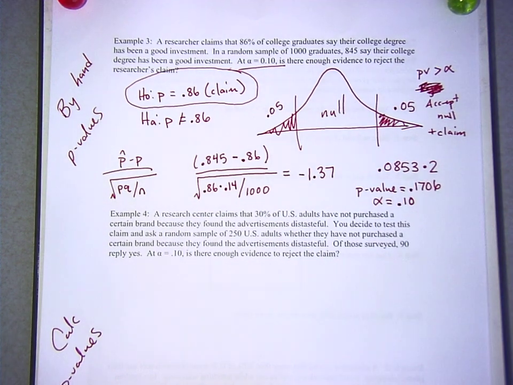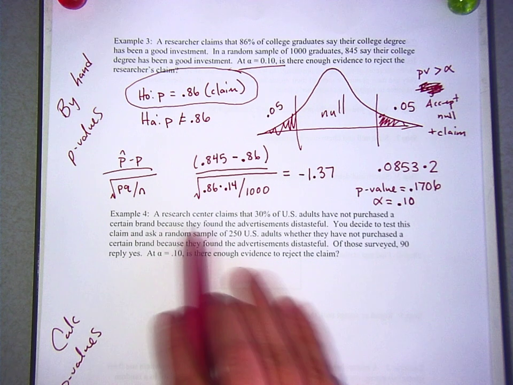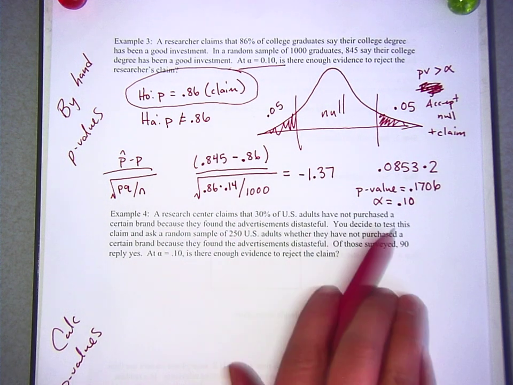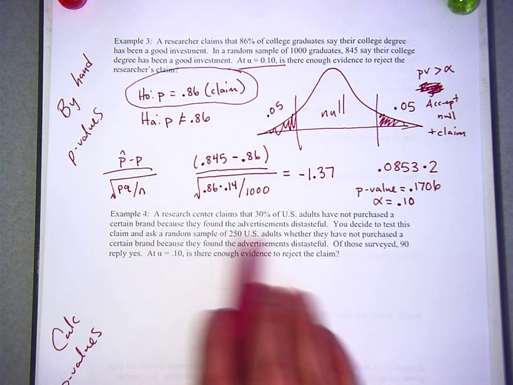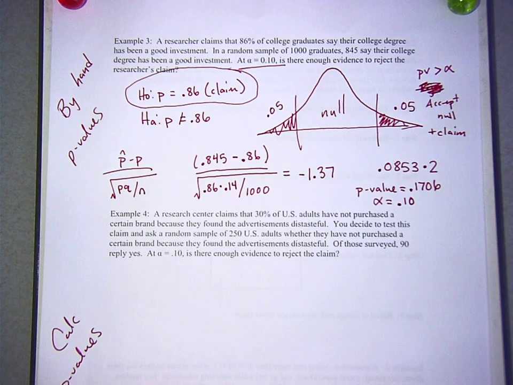If you're doing p-values, it is definitely worth it to use your calculator because then you don't have to use a chart at all and look up anything. So let's try it one more time. A research center claims that 30% of U.S. adults have not purchased a certain brand because they found the advertisements distasteful.